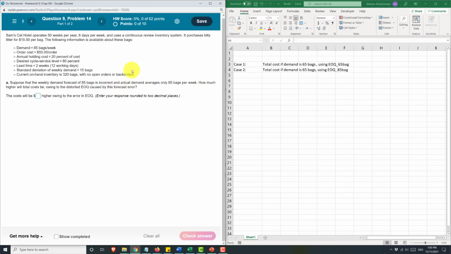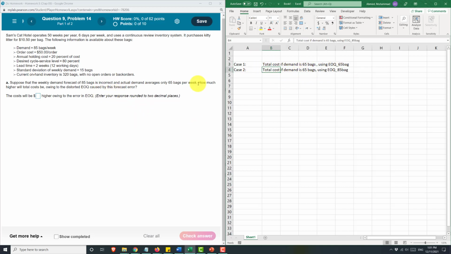Okay, so first we're going to assume that we had perfect information and we knew that our demand is going to be 65. So if demand is going to be 65, we calculate EOQ using 65 bags. Everything is perfect. That's going to be the minimum cost situation. We find that cost, and then we find the cost of what actually happens.